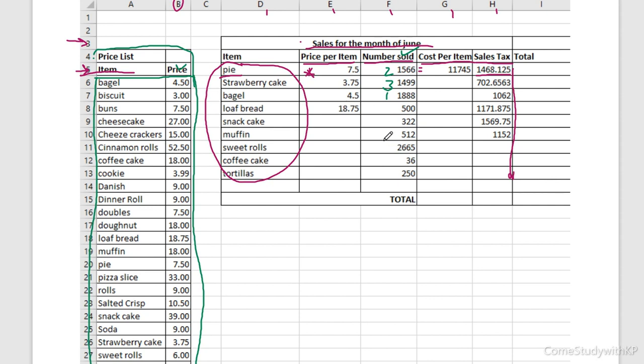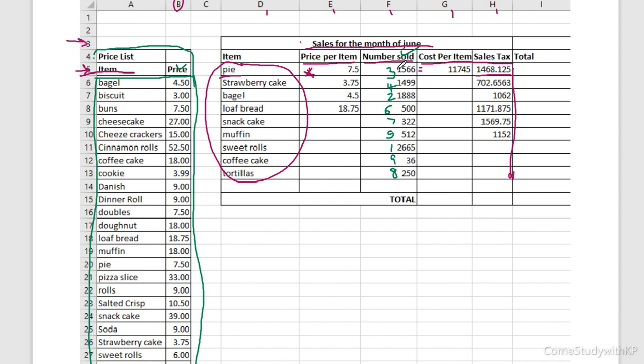I'm going so far. Actually, the largest number is 2,665. After that it goes 1,888, 1,566, 1,499, then 512, 500, 322, 250, then 936.